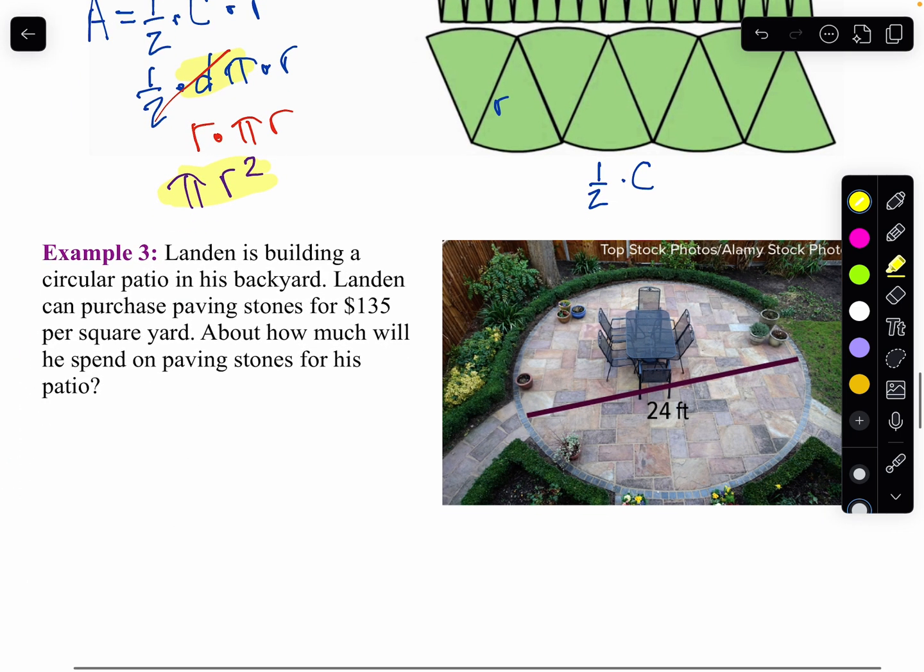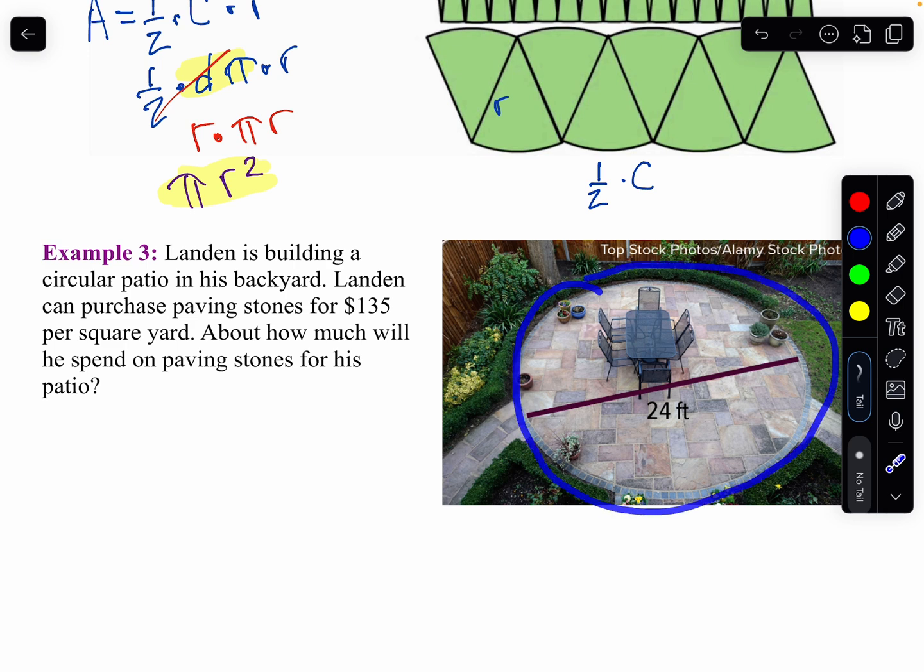Let's apply that to example 3. In example 3, Landon is building a circular patio. Here we have this circular patio in his backyard. He can purchase paving stones for $135 per square yard. About how much will he spend on the paving stones for his patio?